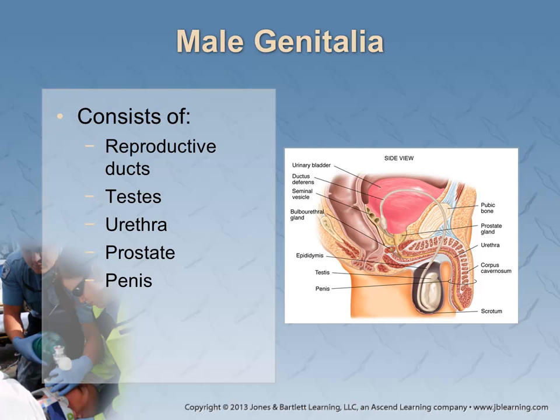Male genitalia, when are you going to look at that? If they're complaining of a priapism, what's that from? What is a priapism? An erection lasting longer than how many hours? Longer than 4 hours. Patients who have sickle cell disease can have priapism.